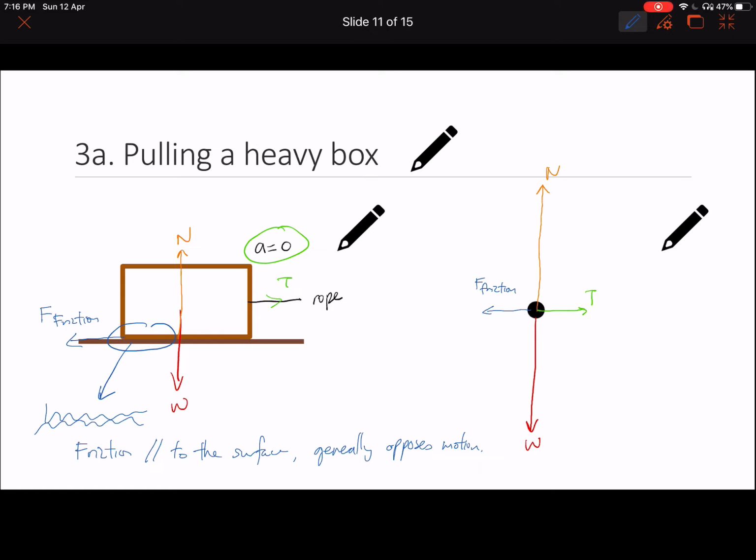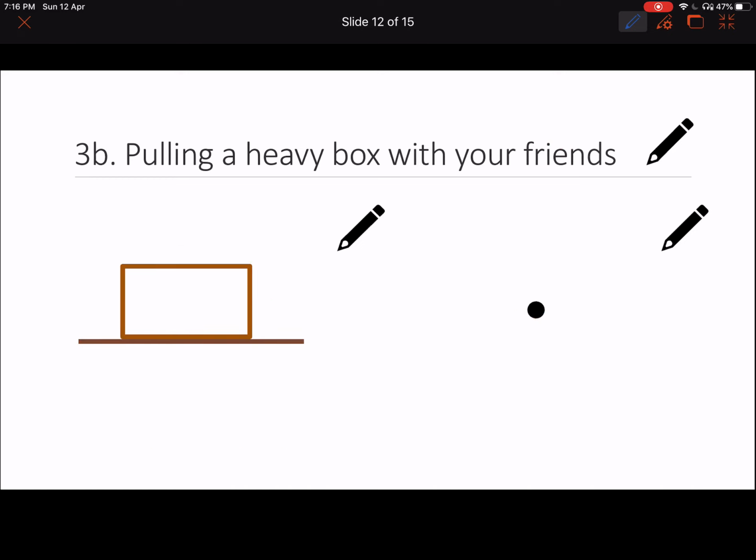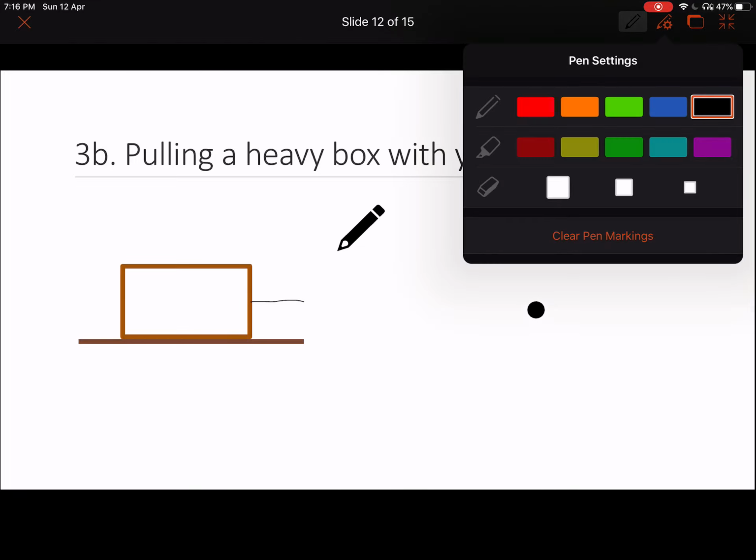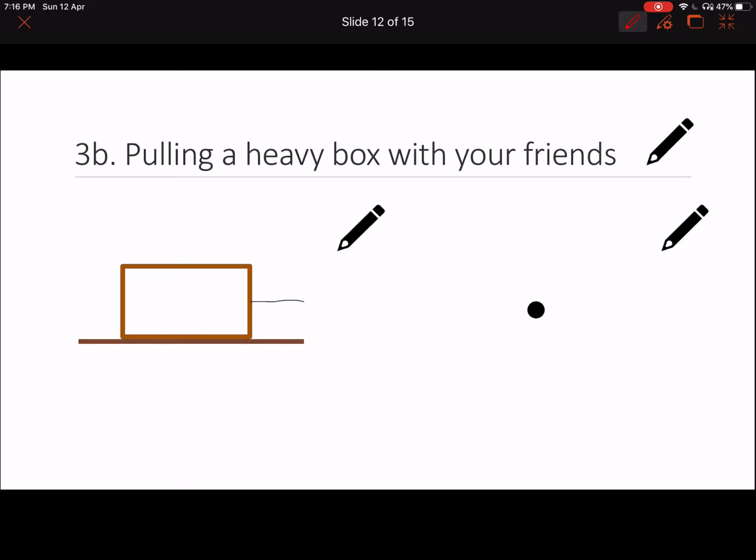But let's say now that you really need to get this box moving, right? So you've asked some of your friends to help. Let's see what happens now. So you're now pulling at the box with your friends, okay, again with a rope. So what forces are acting on the box? The weight remains unchanged. Okay, the normal contact force remains unchanged. Okay, you still have a friction that's acting towards the left.